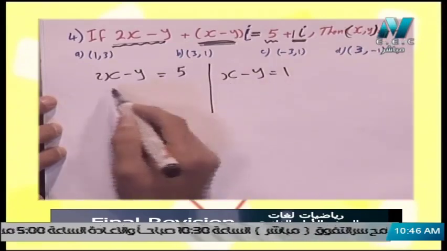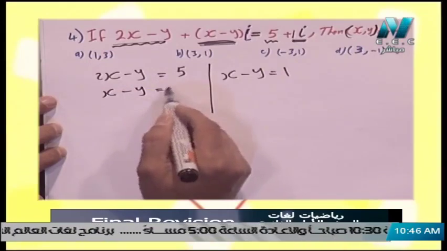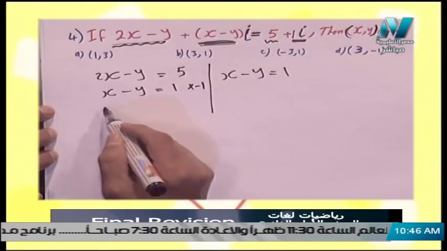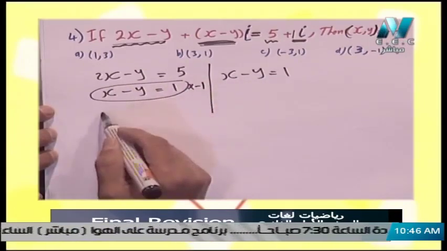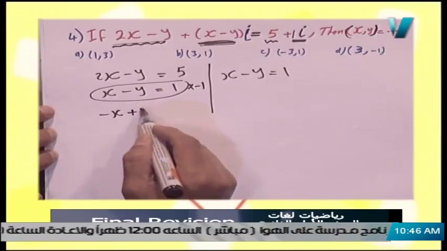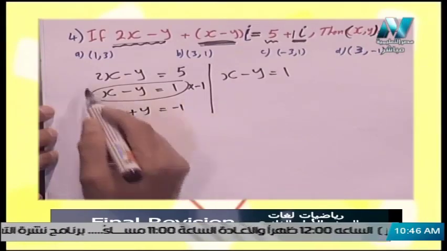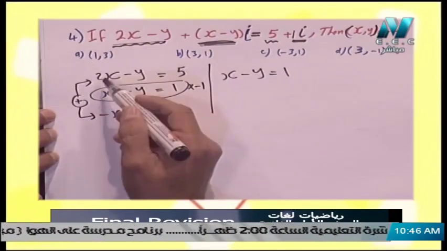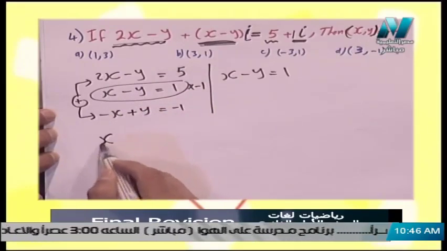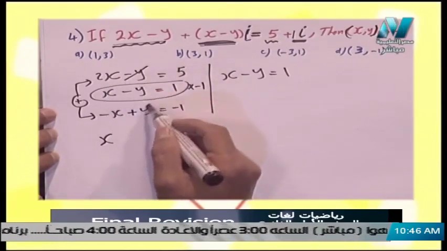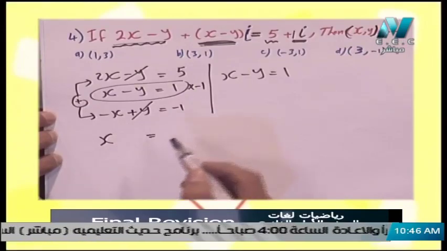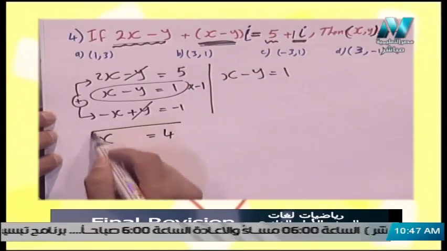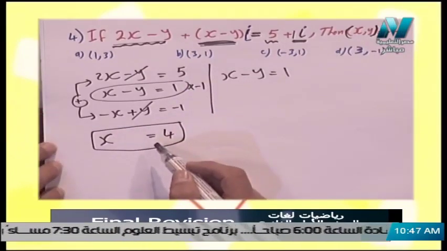By putting the equation x minus y equals 1 under this one and multiplying this equation by negative 1, it will be negative x plus y equals negative 1. Then by adding these two equations, we have here 2x minus x equals x, negative y cancelled with y, and the answer will be 5 minus 1 equals 4. So we have x now equals 4.